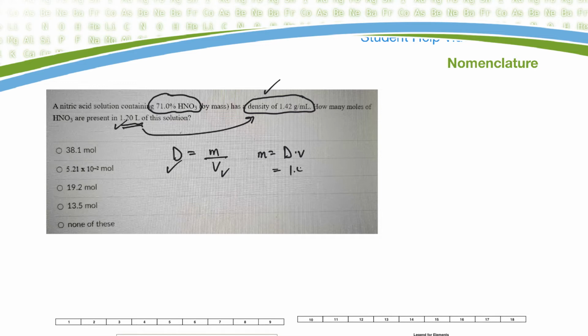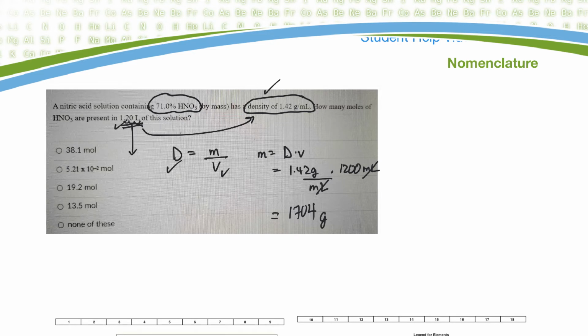The density is 1.42 grams per milliliter times, that's milliliters, so I need to change this to milliliters. I'll move the decimal over 3, so it'll be 1,200 milliliters. So the milliliters cancel. Now let's multiply those. So that gives me 1.42 times 1,200. So the weight then of that solution is 1,704 grams.